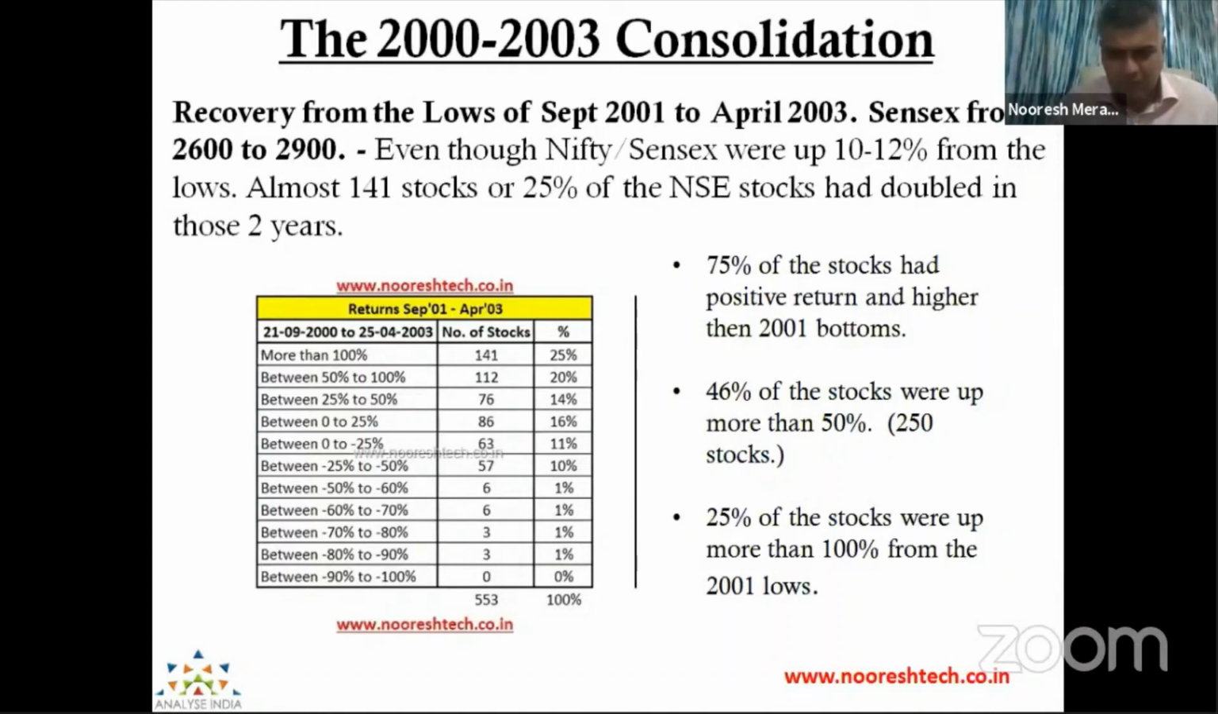So what it tells you is that in consolidation, there are a lot of opportunities because there is a lot of trend change, a lot of new stocks come up, a lot of large caps start doing well, which is the case which we are seeing right now in 2020. A lot of stocks have started going up 50% from the bottoms. And even when we see another dip going forward, they may still be higher from the lows in March 2020.